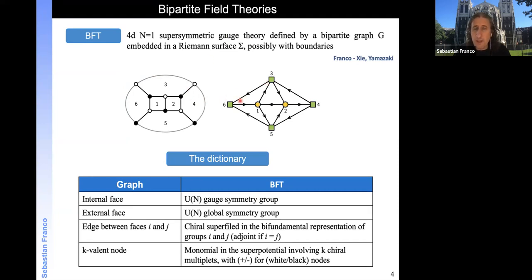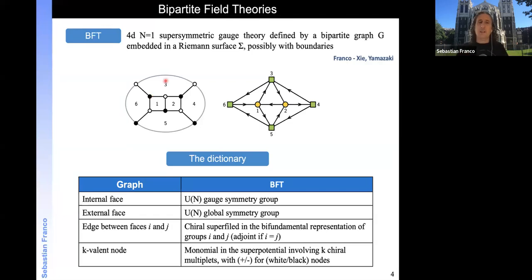Then you have bifundamentals or adjoints for every edge. And if you have a node which is k-valent, you have a term in the superpotential which involves all those fields. And we can also scale things in such a way that the white nodes correspond to, let's say, plus signs, and the black nodes correspond to minus signs.